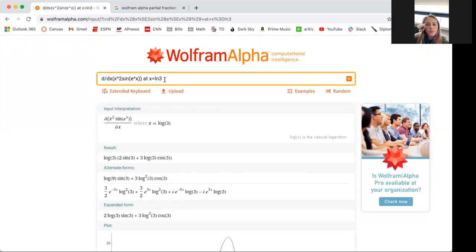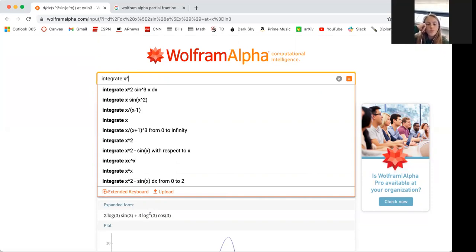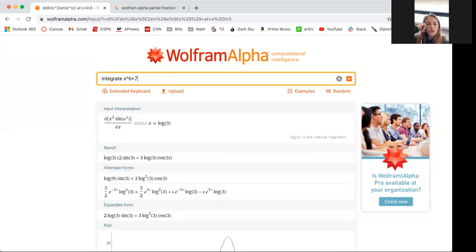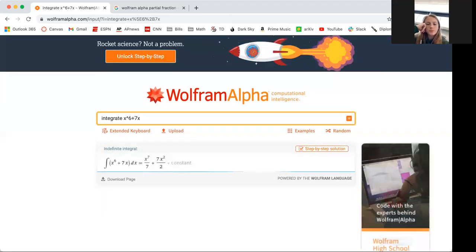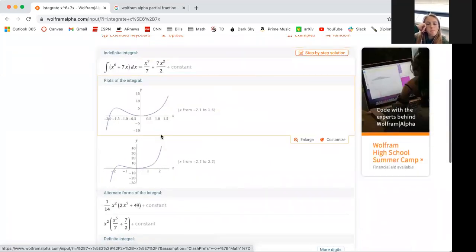So where this is really useful, I think, is in integration, because derivatives, we could find this derivative if we wanted to using the appropriate rules, but integration is a lot harder. And this is really nice in that if we just want to integrate, we just tell it to integrate this function, x to the 6th plus 7x, and it does the power rule for us.